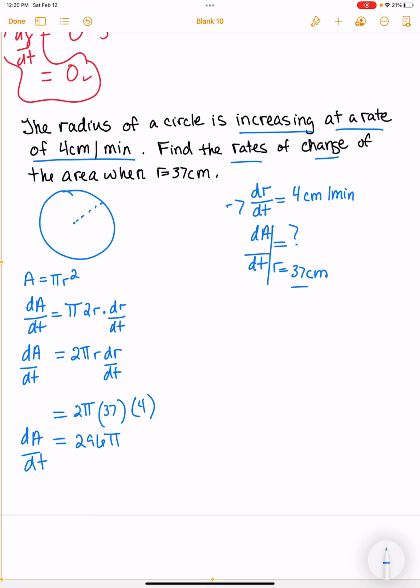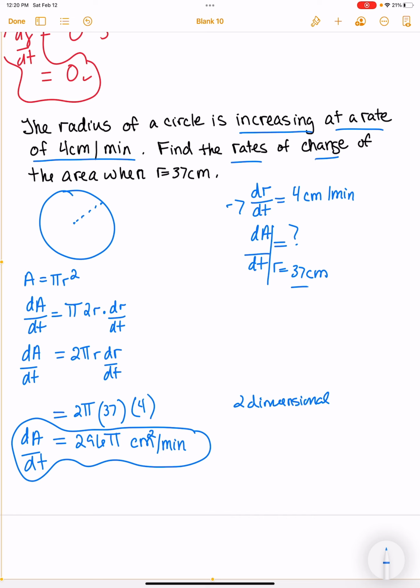So when r is 37 centimeters, the area is changing at 296 pi centimeters squared per minute. We have our area changing at that rate. And oh, don't forget the 2. Remember, area is 2-dimensional, and volume is 3-dimensional, which means it'll be to the 3rd.